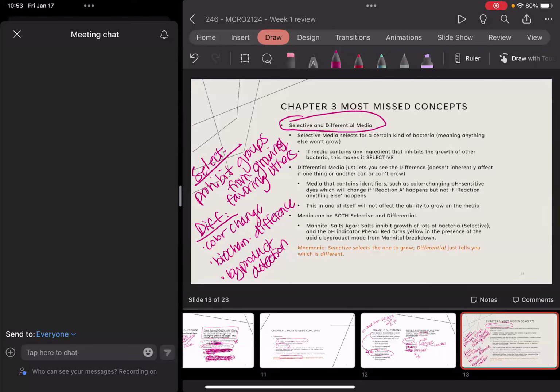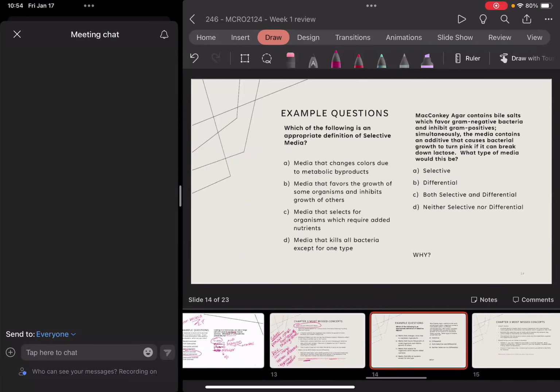Okay, so I'm going to move on. Oh, here's our memorization thing. Selective selects the ones to grow. Differential tells you the differences, but we're not selecting things from growing or not. All right, our example questions. Which of the following is an appropriate definition of selective media? Before we get into our choices, selective media, some can grow, others are prohibited.